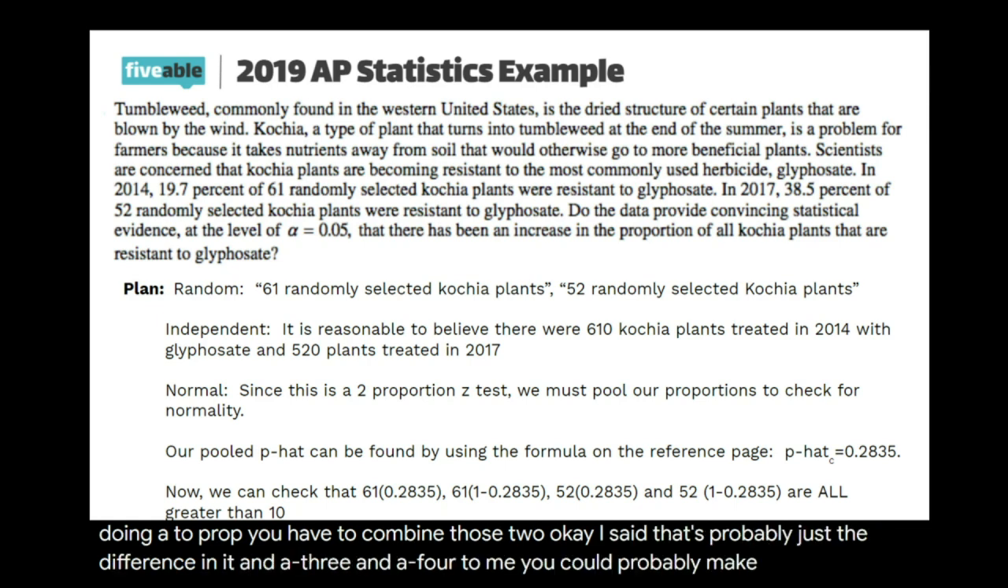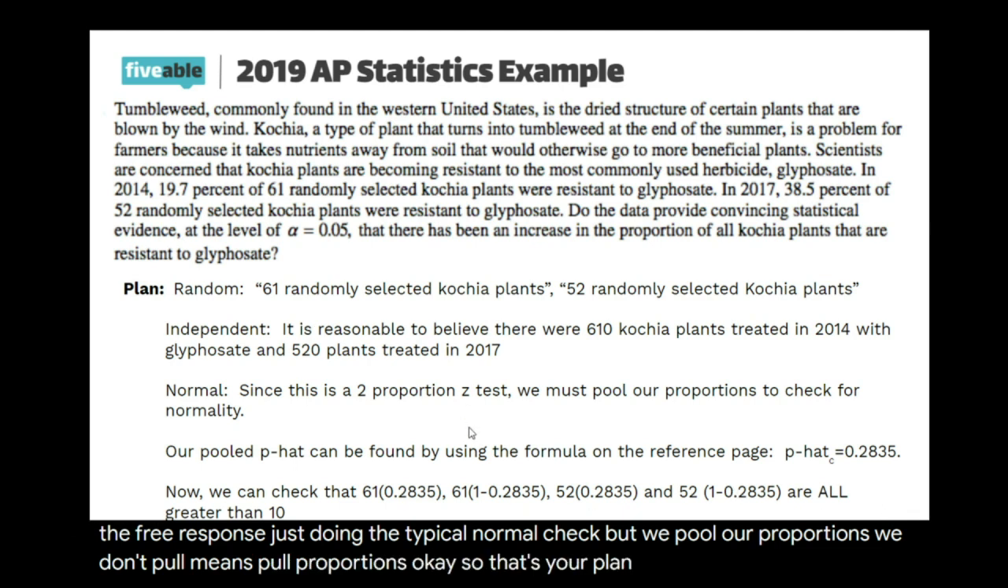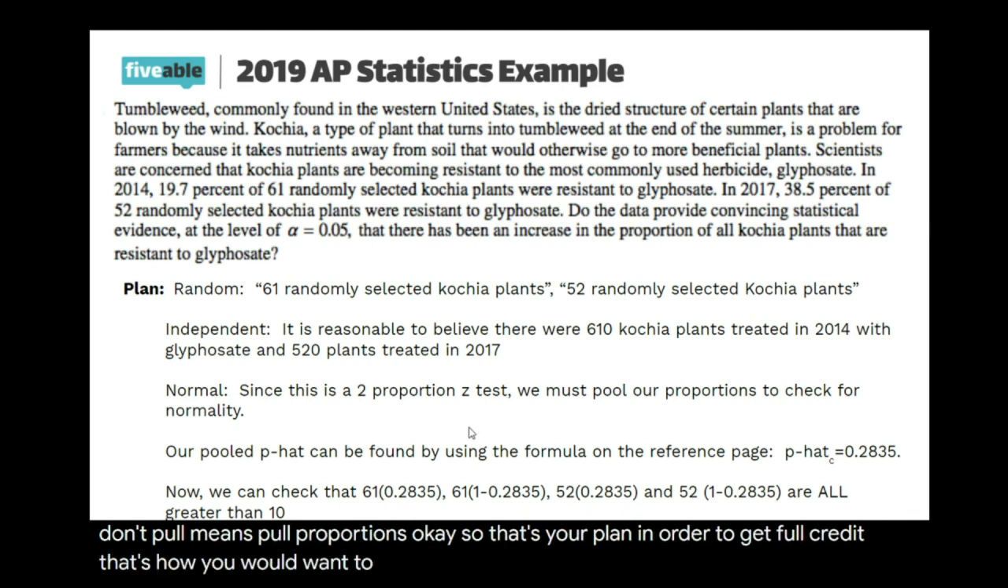You could probably make a 3 out of 4 on the free response, just doing the typical normal check. But we pool our proportions. We don't pool means, we pool proportions. Okay, so that's your plan. In order to get full credit, that's how you would want to detail that out, and something similar to that.